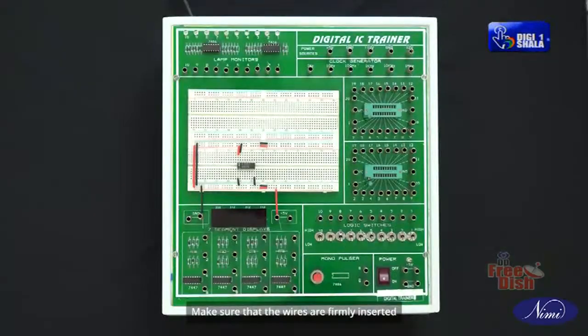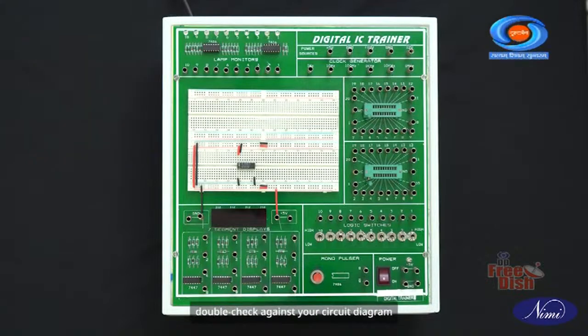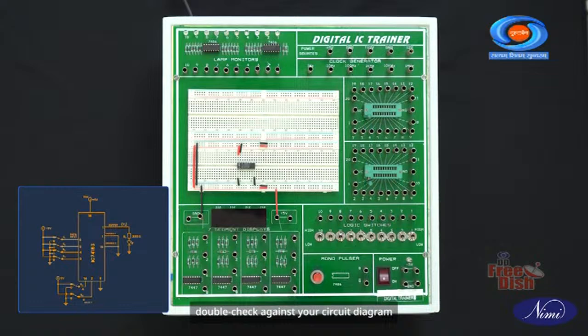Make sure that the wires are firmly inserted into the breadboard and that the connections are not loose. Safety tip: a loose connection can lead to unstable circuit behavior. After making these connections, double-check against your circuit diagram to confirm that you have connected the pins correctly to the ground.